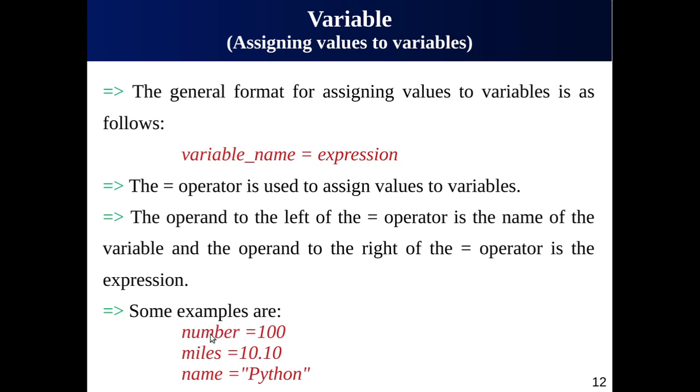Here in this example, we are assigning 100, which is integer type data, to a variable, and the name of the variable is number. And then in the second example, we are assigning floating type data, that is 10.10, to a variable, and the name of the variable is miles. And then in the third example, we are assigning a string constant, that is Python, to a variable, and the name of the variable is name. So in the first, an integer type value is assigned to a variable. In the second, a float type value has been assigned. And in the third, a string type value has been assigned.